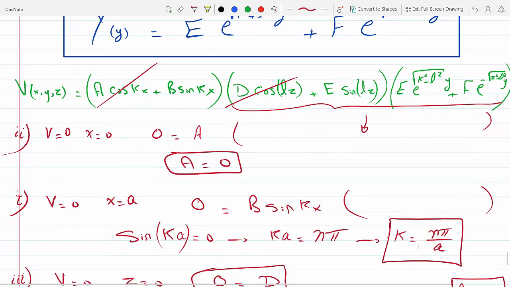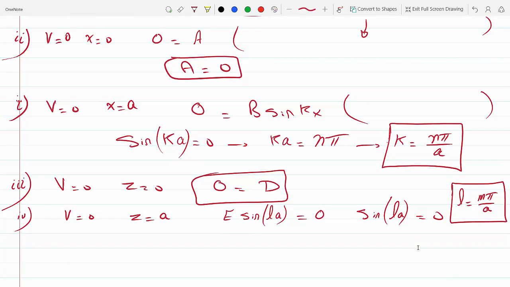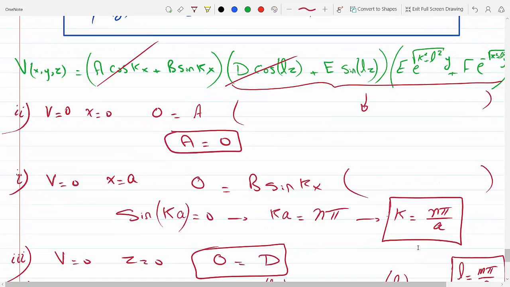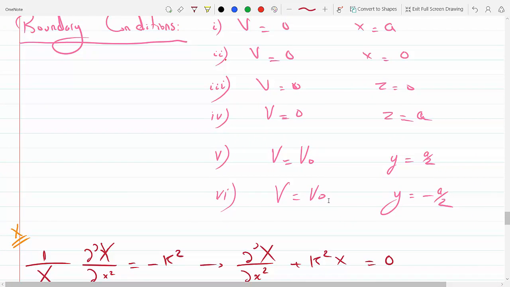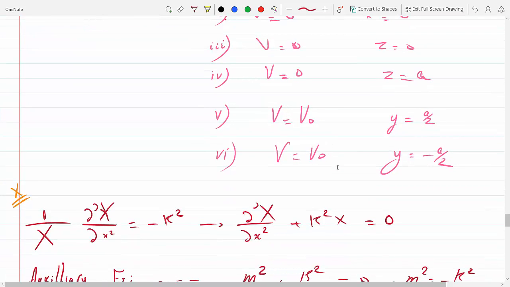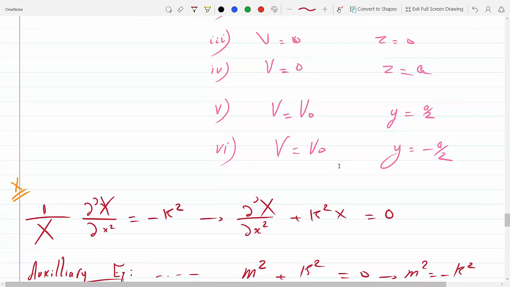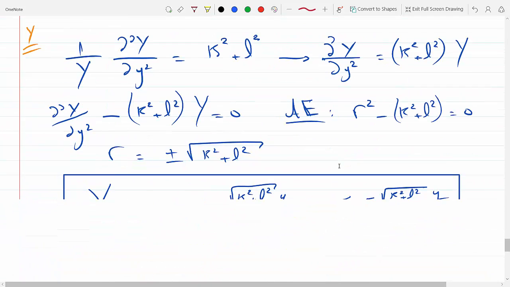Okay, so far we've determined our k and L. We knocked out a and d. They all went to 0. Okay. And what do we have so far? Let's go to the fifth boundary condition. V equals v0 when y is a over 2 and minus a over 2.